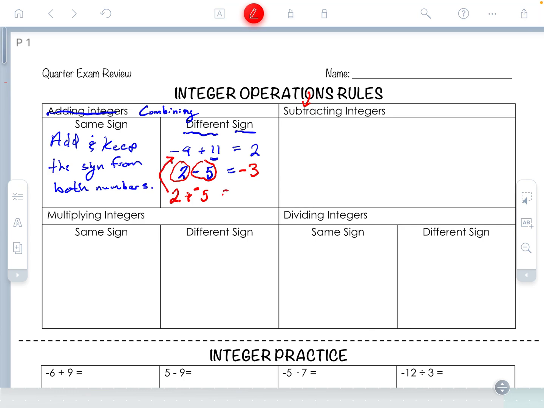And if that's you, that's great. And again, two different signs, positive 2, negative 5. We subtract, and that's going to give us negative 3. So same problem, just written differently. But hopefully you kind of heard my rules that I was saying out loud.